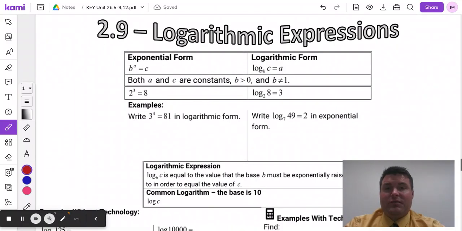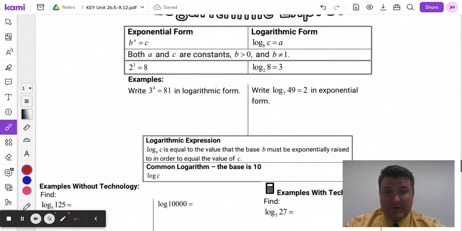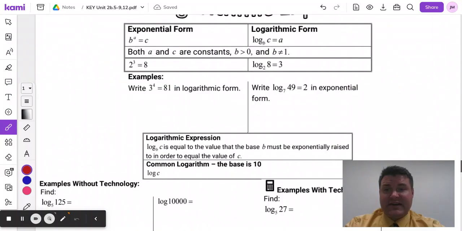What's big is how to rewrite exponential equations into logs and vice versa. So here we go. Exponential form, you can see on the left side, it's b to the a equals c. And a and c are going to be constants, and b is going to be our base. Base has to be positive, but not 1, because if it's 1, it doesn't make much sense.